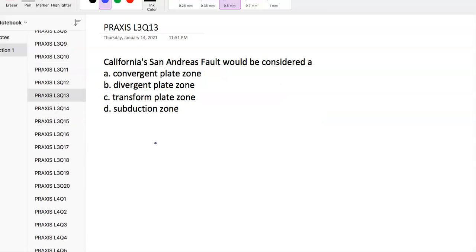San Andreas Fault is a transform plate zone. Okay, so let's go over some of these plate zones. So a transform plate zone is a slip sliding plate, and the San Andreas Fault, where the North America and Pacific plates grind past each other with a mostly horizontal motion, is an example of a transform plate.